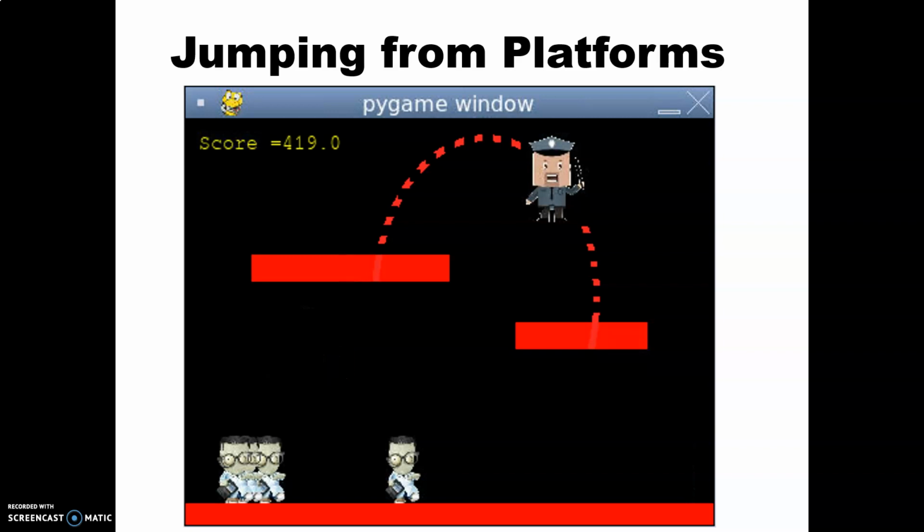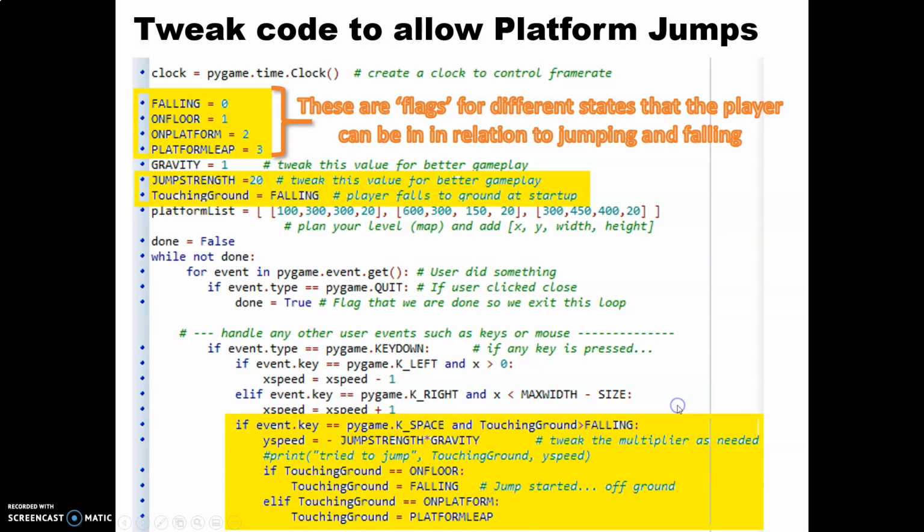In this final part of the jumping tutorial, we're going to add some code that allows us to jump when we are on platforms and to stop moving when we hit a platform. In our previous code, we checked whether we were touching the ground to see whether we were allowed to jump or not, but obviously we need to add some additional states to what is happening here.